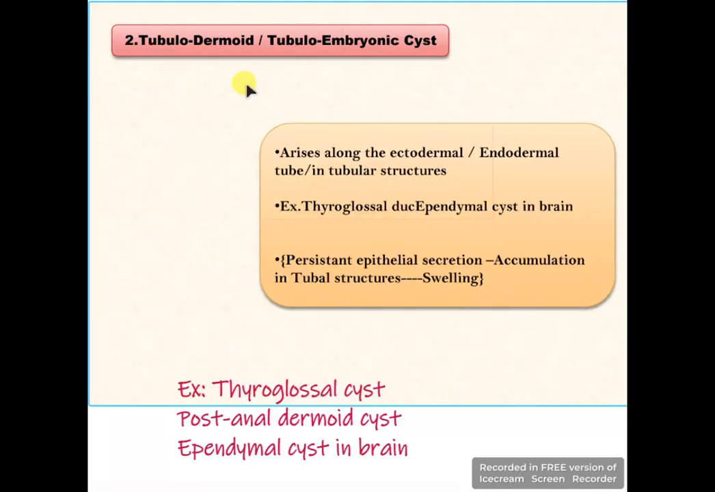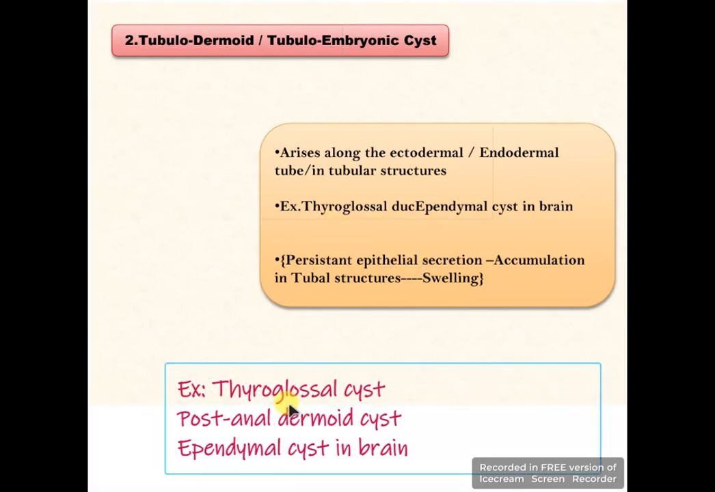This is the second type, the tubulodermoid or tubuloembryonic congenital type of cyst. These are cysts which arise along the ectodermal or endodermal tube, or in tubular structures in the tract of ectodermal or endodermal tube development. For example, thyroglossal cyst, post-anal dermoid cyst and ependymal cyst in the brain.